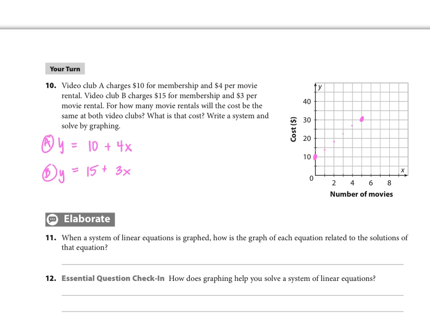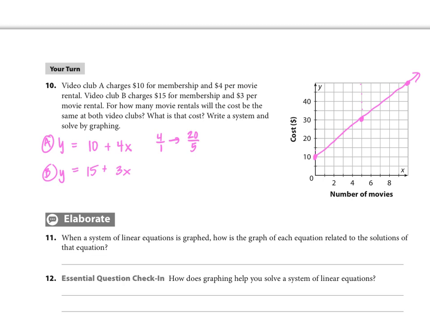And if you wanted to get another point, I'm going up. If it's $4 for every one movie, what I really did was it's $20 for 5 movies, right? Because 20 divided by 5 is still 4. So if I add $20 up here, then that's another 5 movie rentals. Okay, so that's my first line.